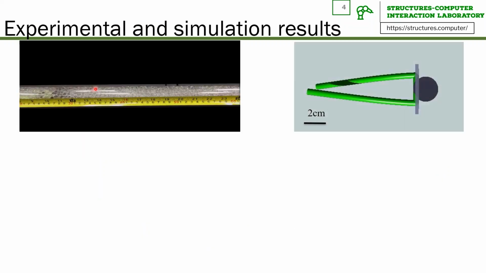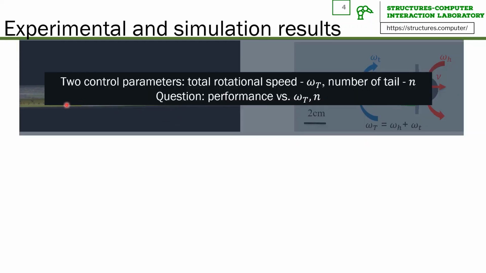Here are some experimental results. As you can see from the experiment video, when the robot moves to the right at a constant velocity v, the robot head and the tails are rotating in opposite directions at a constant rotational speed omega h and omega t respectively. We denote the sum of them as omega capital T. Then, there are two control parameters in the system, total rotational speed omega capital T and number of tails n. Next, we are going to explore the relationship between the robot performance versus omega capital T and n.